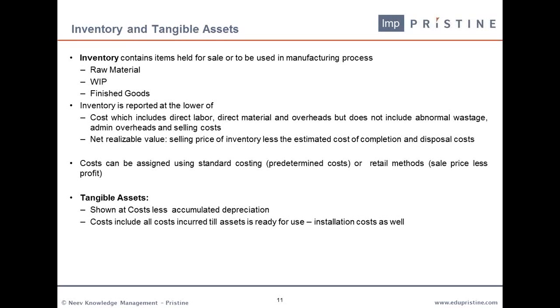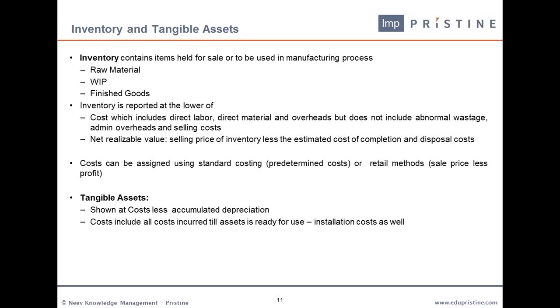The cost is the amount which includes direct labor, direct material, and the overhead costs, but the administrative overheads and the selling cost don't come under this. Net realizable value is the selling price of inventory, say if you sell in the market today, whatever price you get, minus the disposal and the estimated cost of completion. So that's the net realizable value as of today. Whichever is the lower one is the one that we report for the inventory. We report the lower value because we traditionally are conservative when it comes to reporting, so we try to show as low a value as possible.